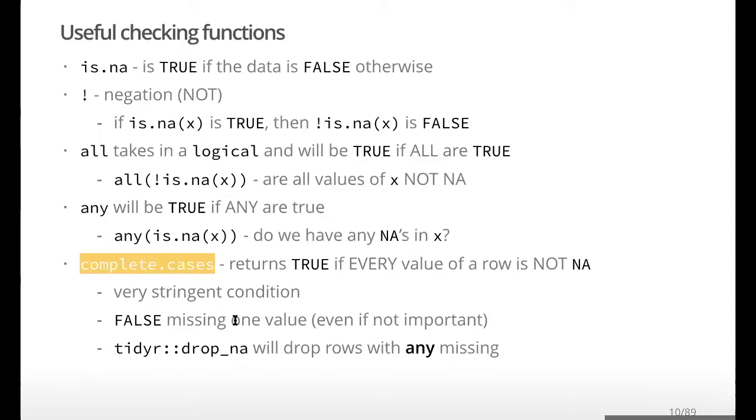So there's a tidyr function called drop_na that will drop rows with any missing data. You can use these functions, but be very, very sure you've explored your data and make sure that you are dropping the rows that you want.